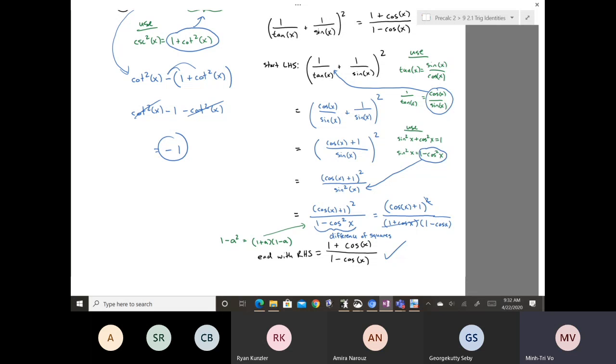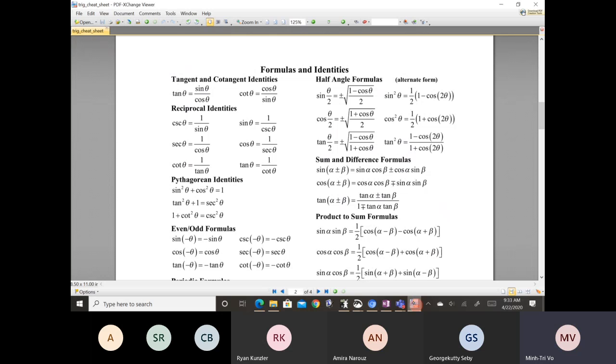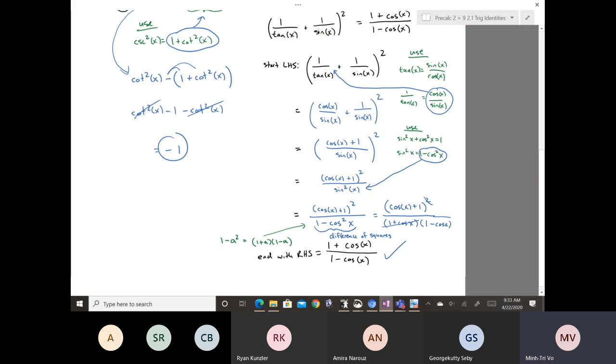Okay, so any questions on this section? So again, section 9.1 focuses on these identities, right? So those are the ones that you're looking for.